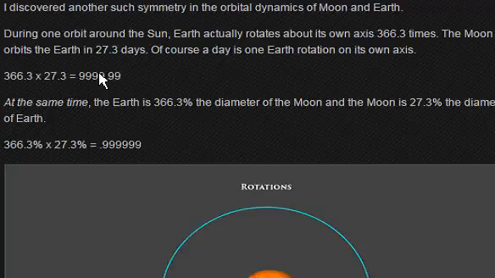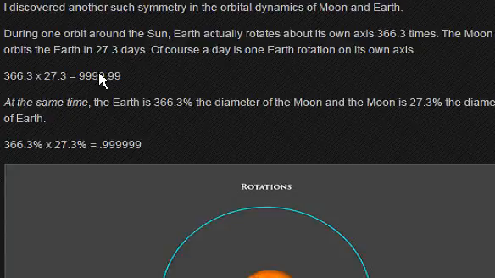Okay, so the number of rotations Earth actually makes, 366.3, times 27.3, the number of days in which the Moon orbits the Earth, gives us the number 9,999.99. I can see here that the number 9 is important, and according to my experience, 9 in this situation is connected to the number 6.